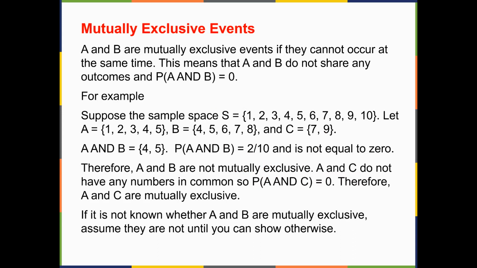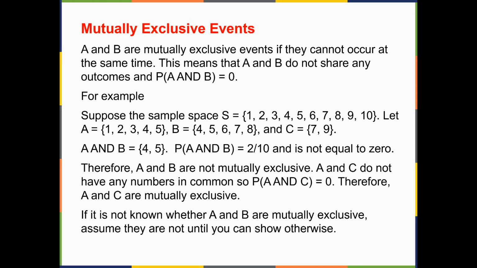All right, let's talk about mutually exclusive events. Suppose we have the sample space 1 through 10. A is the events 1 through 5. B is the event you get something 4 through 8. And C is you get 7 or 9. A and B is equal to the numbers 4 and 5. And the probability of A and B occurring could happen with probability 2/10 and not equal to 0.